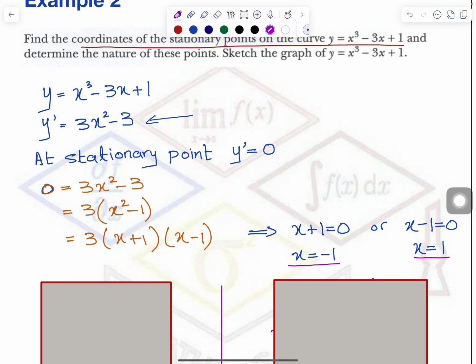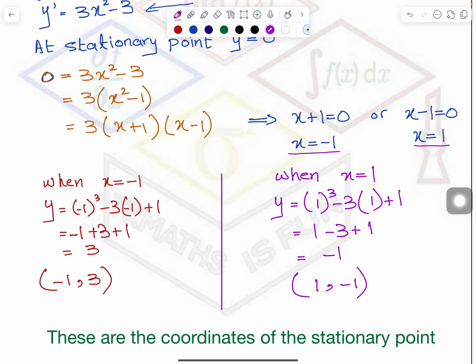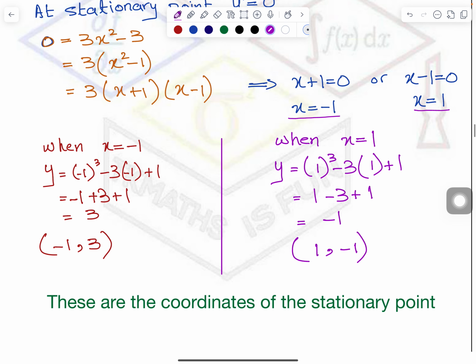Now these values of x plus 1 and minus 1, you will substitute back here in the equation to get the corresponding value of y, because we have to find out the coordinates of the stationary point, right? So let's substitute this value of x equals to minus 1 in the equation, and I got the point minus 1 and 3. Now I will substitute x equals to 1. Now we have to see that these are the coordinates of the stationary point, but what is the nature at these points? Is it maximum or minimum?